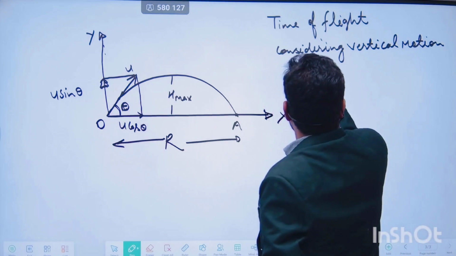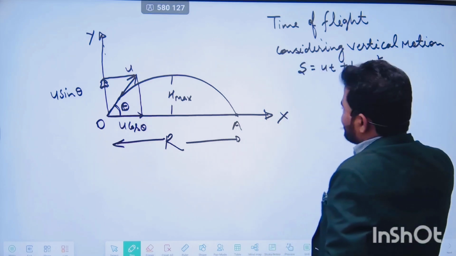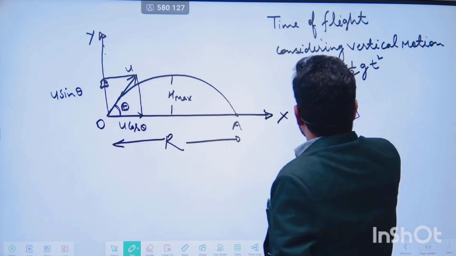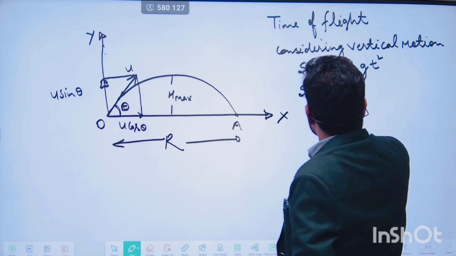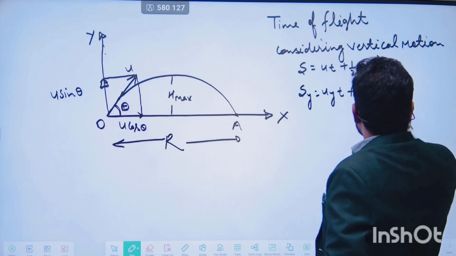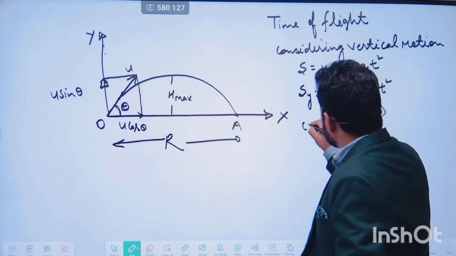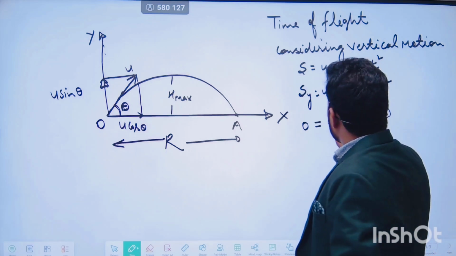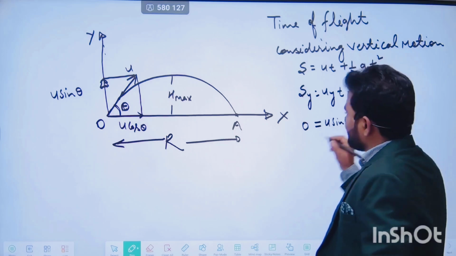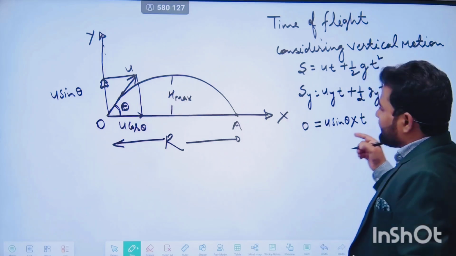Here we have three equations of motion. We are taking the second equation of motion, that is s equal to ut plus half g t square, because this motion is under gravity and it is an example of motion in 2D. Taking vertical motion, s y equals u y into t plus 1 by 2 a y into t square. S y means along the vertical direction there is zero displacement, and along the y-axis the component of initial velocity is u sine theta, and t is the time for which the body remains in air.